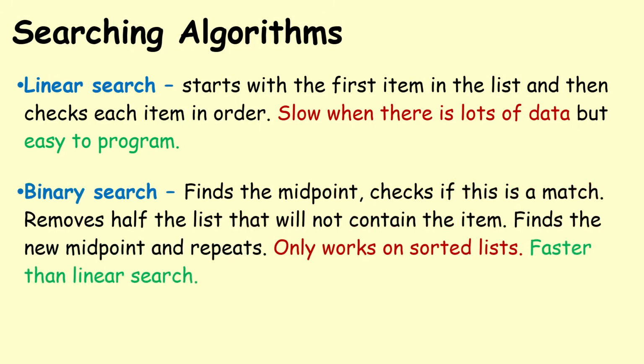A binary search finds the midpoint. It checks if that's a match for what we're looking for. And if it isn't, then it removes the half of the list, including the midpoint, that will not contain the item. And then it finds the new midpoint and repeats again. This will only work on a sorted list, and it is faster than a linear search.